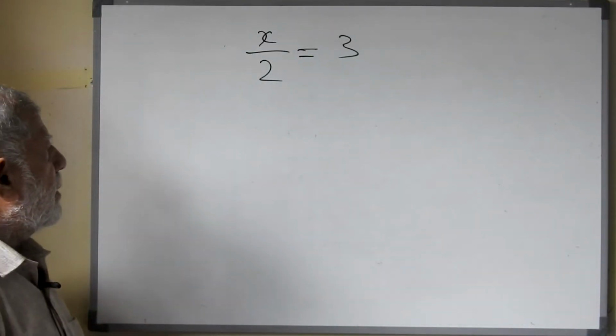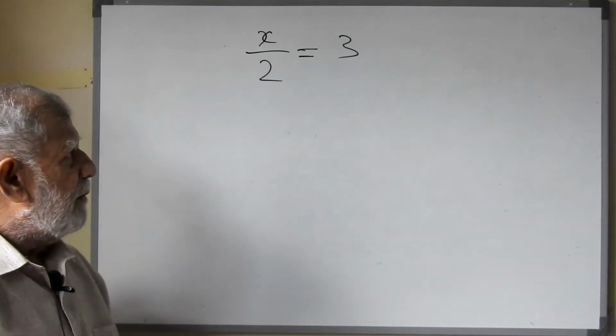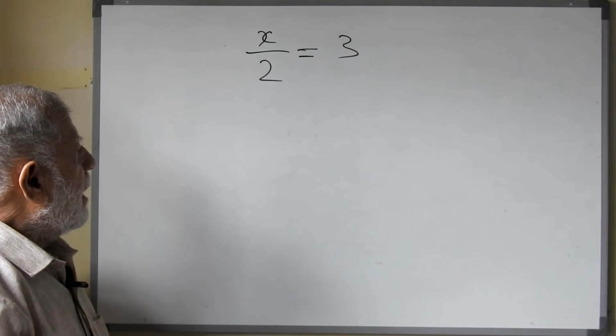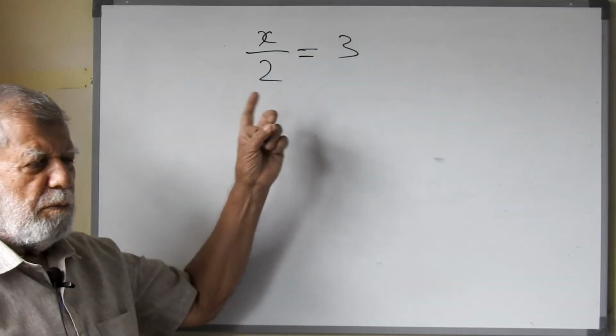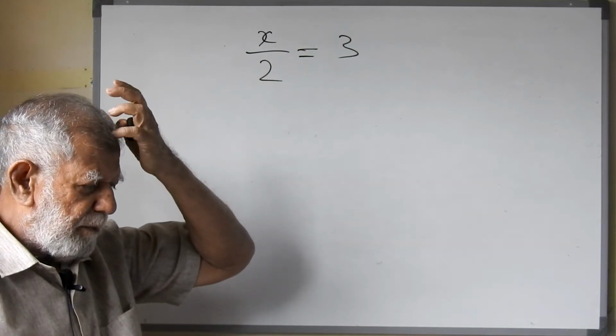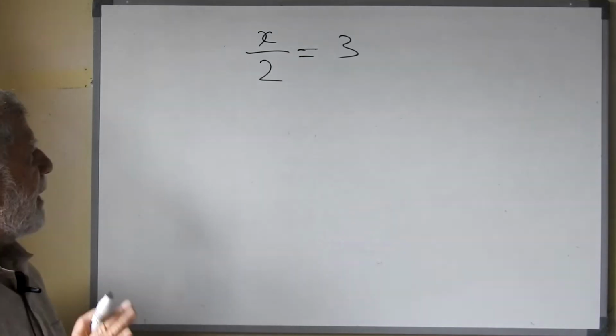x upon 2 is equal to 3. Now, this is a very, very common fraction and a very important section in simple equations. It comes up very often in almost every topic of mathematics. You get this type of equation, so you must know how to do it. It is very, very simple.